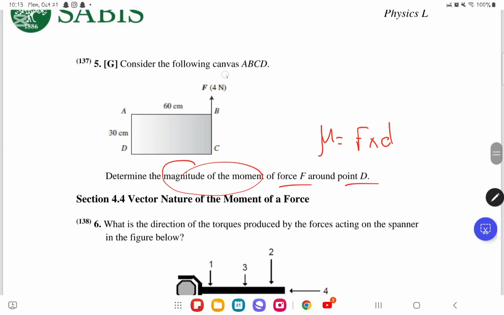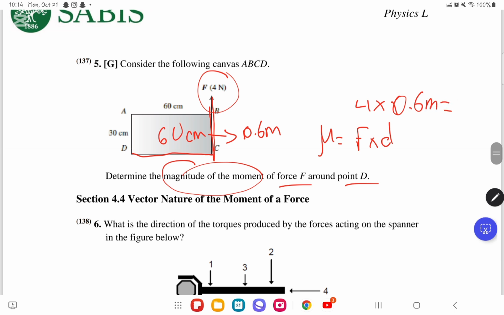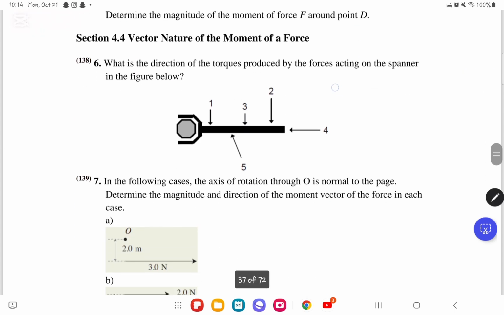The force F, which is 4 newtons, multiplied by the perpendicular distance from F to D, which is 60 centimeters. If we change it to meters, it's 0.6 meters. So it's going to be 4 newtons times 0.6 meters. If we do it on the calculator, it is going to be 2.4 newton-meters. So that is number 5 done.